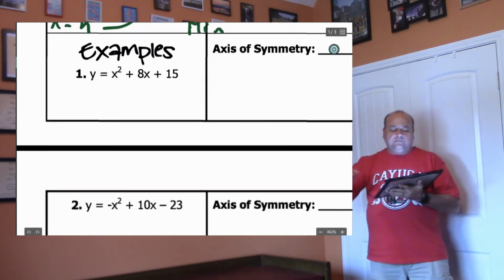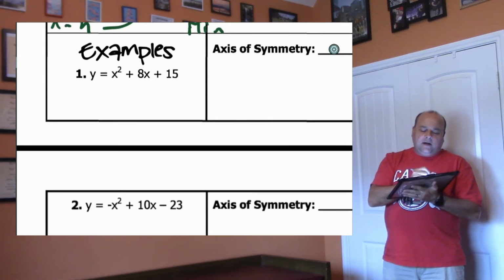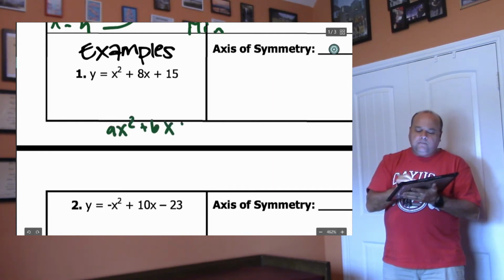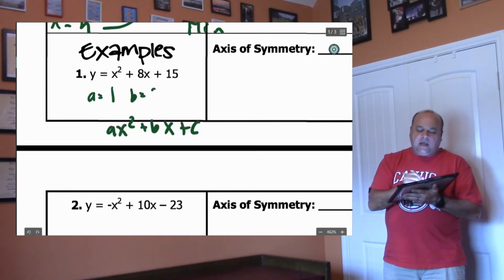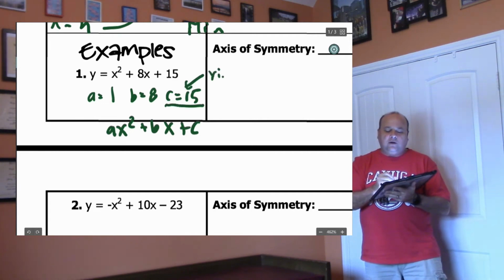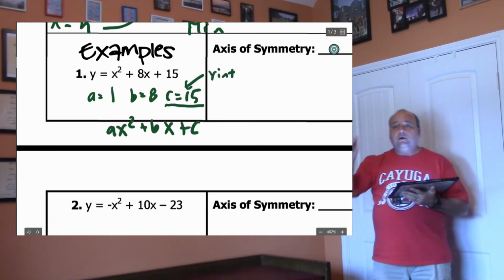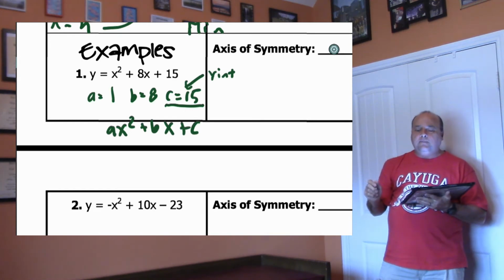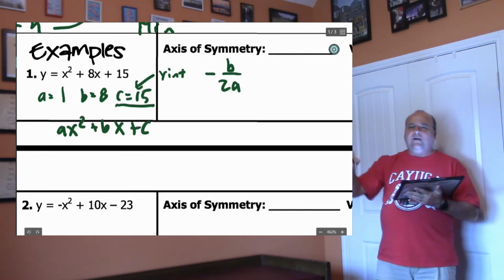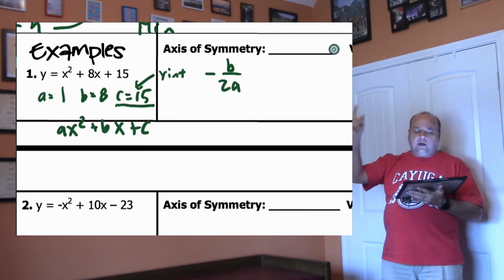Okay, really quickly, just on this one, write down ax squared plus bx plus c. And then on the bottom, put a equals 1, b equals 8, and c equals 15. That c is important. This will eventually turn into the y-intercept, okay? You'll learn that when we graph these. Now then, the axis of symmetry formula, remember, it's negative b over 2a. We're going to graph this, and I'll show you that it works, okay?